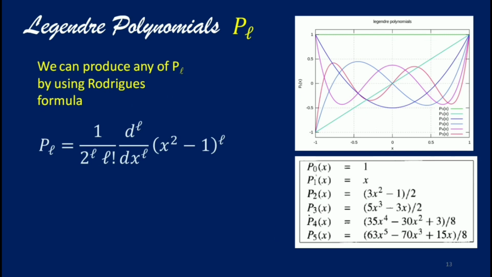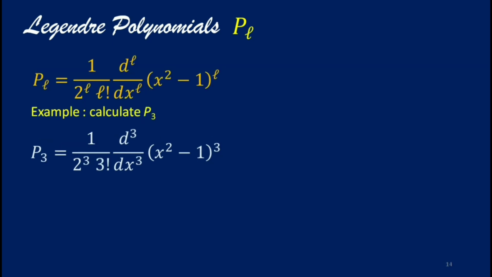Okay, so we can produce any PL by using the Rodrigues formula. PL equals 1 upon 2 to the power L factorial, d^L upon dx^L of x squared minus 1 to the power L. Here d^L upon dx^L means the L-th derivative of x squared minus 1 to the power L. So let's calculate P3, for instance. P3 is L equal to 3, so put L equal to 3 here. P3 equals 1 upon 2 to the power 3 factorial, d cubed upon dx cubed, the third derivative of x squared minus 1 to the power 3.